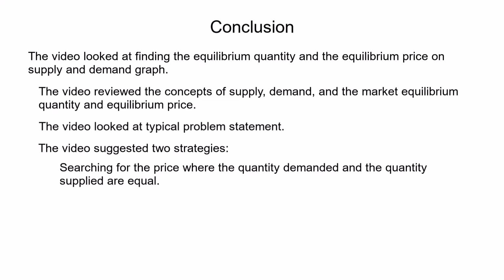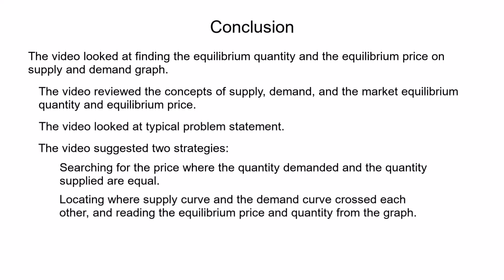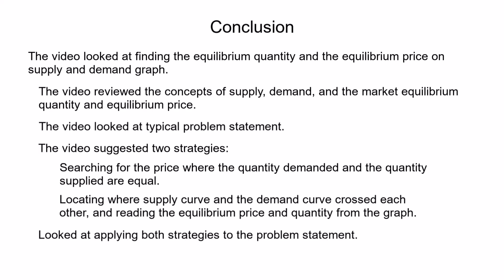The first strategy suggests comparing the quantity demanded with the quantity supplied at each price, starting at the lowest price. Once the price was found where the quantity supplied was equal to the quantity demanded, the equilibrium price was read off of the price axis or the vertical axis, and the equilibrium quantity was read off the quantity axis or the horizontal axis. The second strategy, perhaps more realistic for most learners, suggested locating the place where the supply and demand curves crossed each other, and then reading the equilibrium price from the price axis and the quantity from the quantity axis. Finally, the video demonstrated how to use both strategies to find the equilibrium price and quantity.